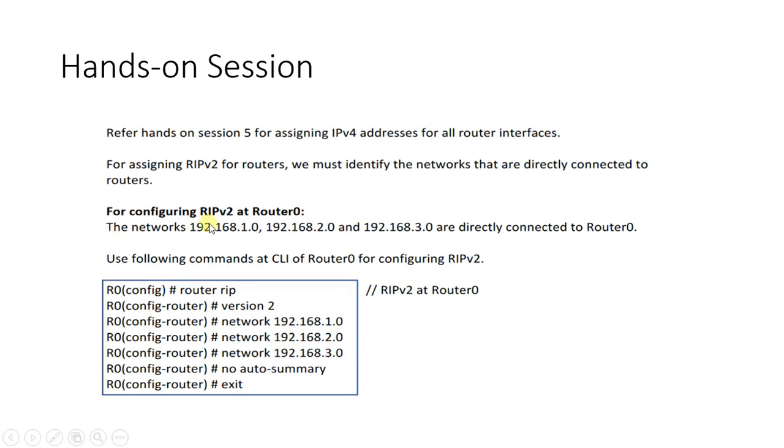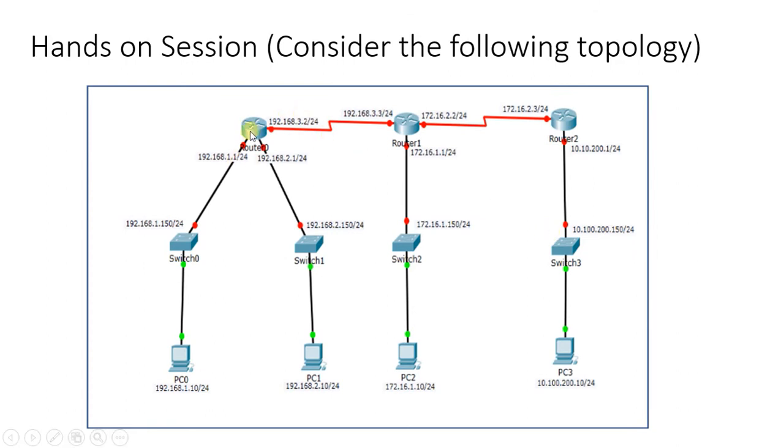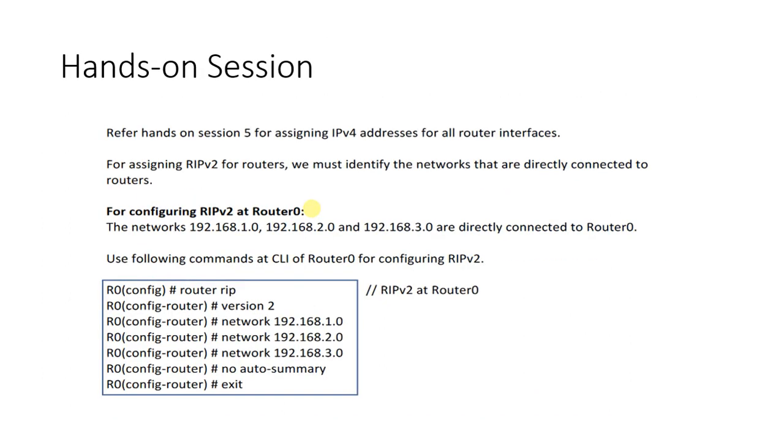Right? For configuring RIP version 2 at router 0, we know that the networks 1.0, 2.0 and 3.0 are directly connected to router 0. So we know that for this router 0 there are three interfaces, and these three networks are directly connected: 192.168.1.0, 192.168.2.0 network, and 192.168.3.0 are directly connected networks. So in case of dynamic routing, we have to advertise the directly connected networks. So we have to write down which all are the directly connected networks for a particular router. So for router 0, these are the directly connected networks.